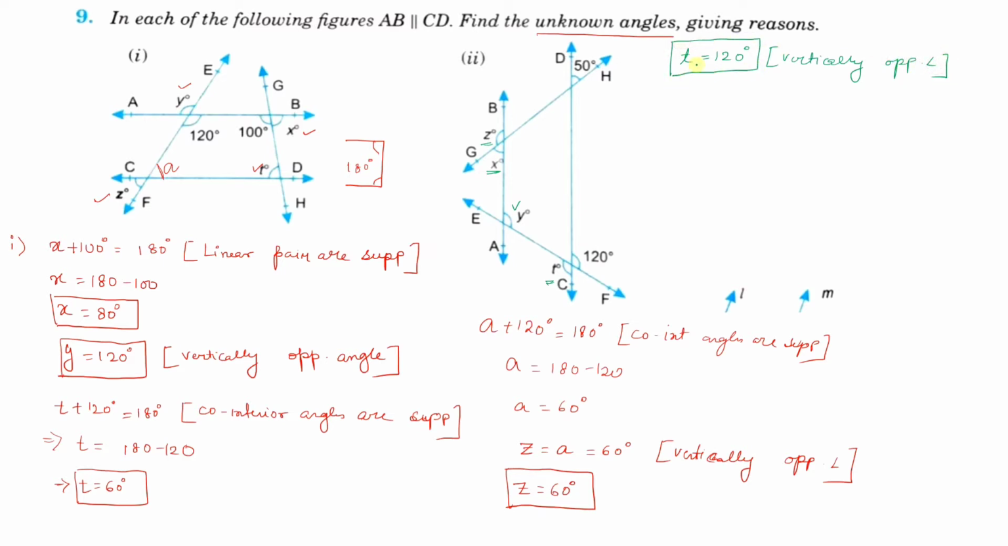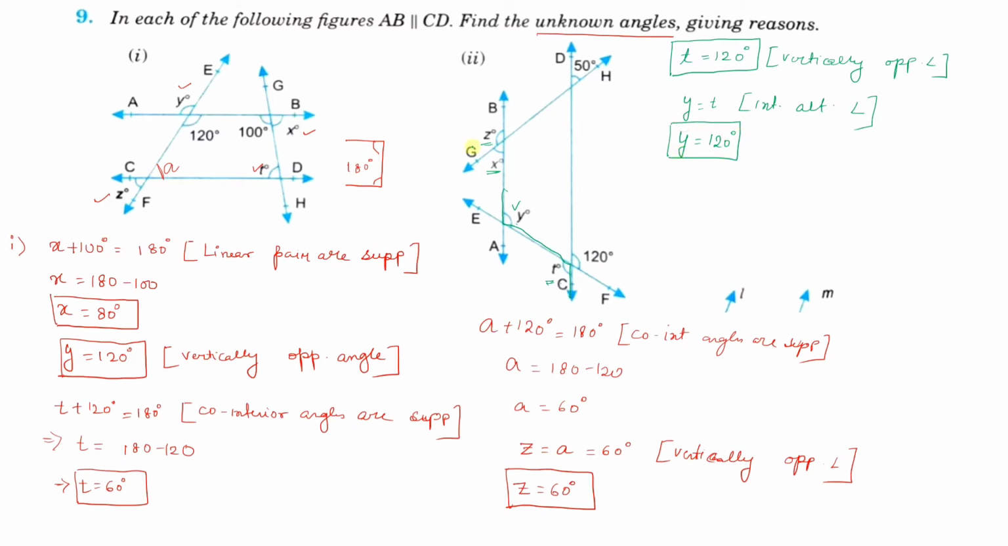Next, which angle should we find out? Just see this. Okay, here we are getting a Z-like structure. So y and t will be what? Y and t will be interior alternate angles. So the value of y will also be 120 degree.